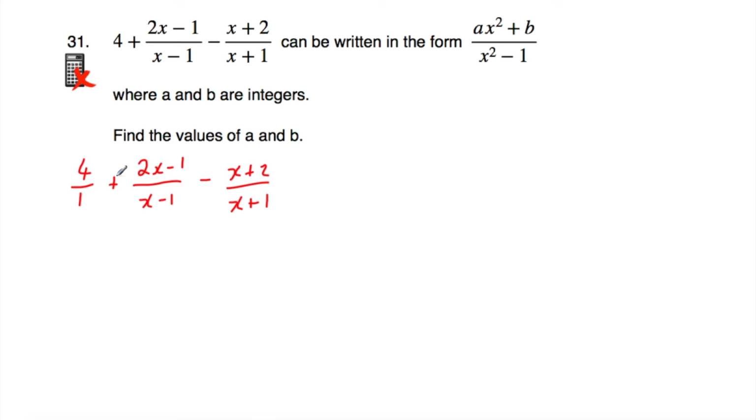Okay, so to do that, we'd multiply both the numerator and denominator of this fraction by x minus 1 and x plus 1. We'd multiply both the numerator and denominator of this fraction by x plus 1. And we'd multiply both the numerator and denominator of this fraction by x minus 1.